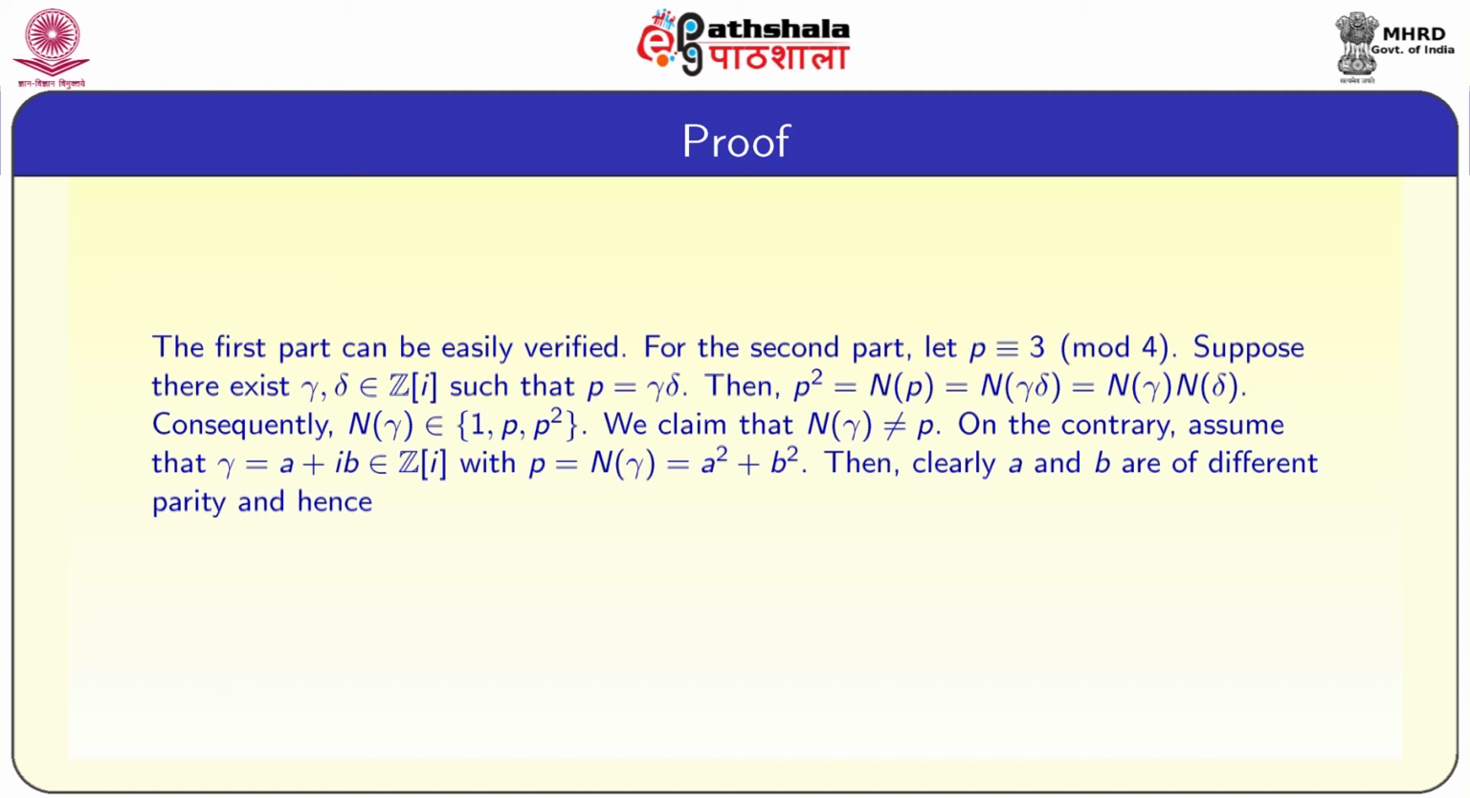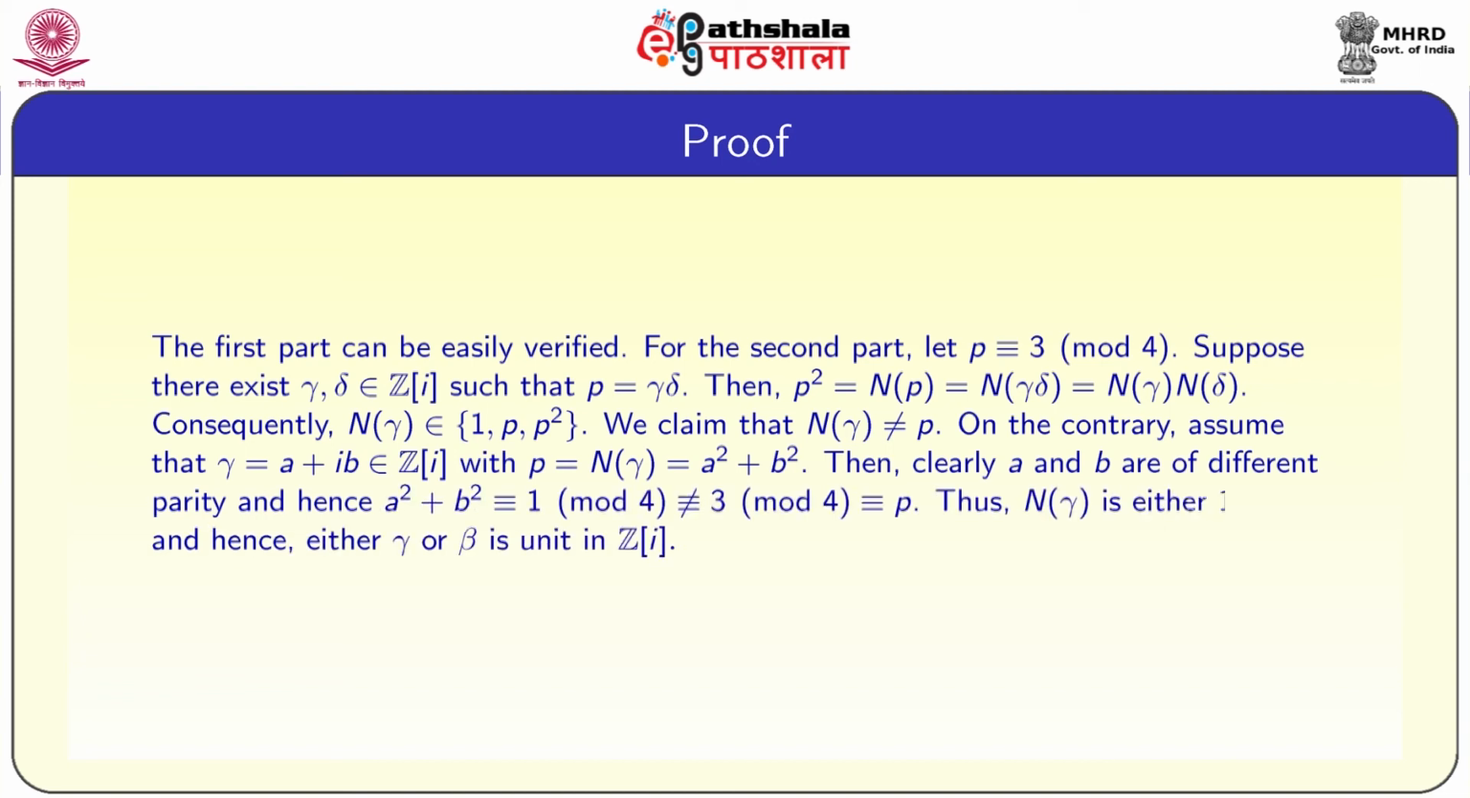On the contrary, assume that gamma equals a plus ib and p equals n of gamma, which is equal to a square plus b square. Then clearly a and b are of different parity, and hence a square plus b square is not congruent to 3 mod 4, which is equal to p. Thus, n of gamma is either 1 or p square. Hence, either gamma or delta is a unit in Z[i].